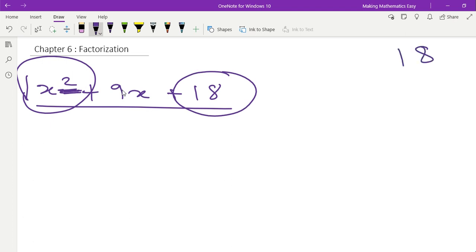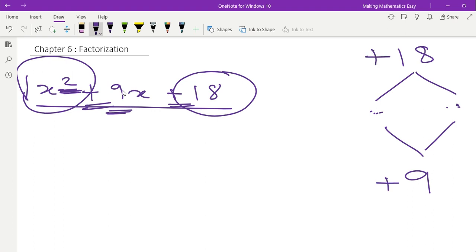So what you need to keep in mind is, ये जो आपका constant term है, this you have to keep it over here. Now you have to split this into two terms, and the addition of these two terms should be this number, the middle term, which is 9. And while writing this number, you also need to write the sign of this number. So this is plus 18 and this is plus 9.